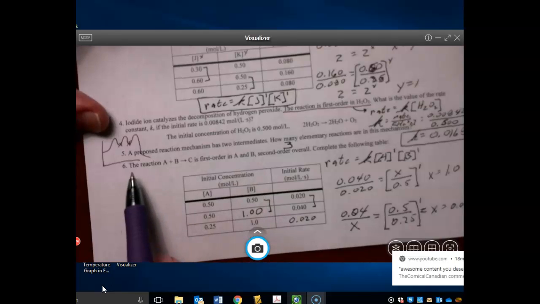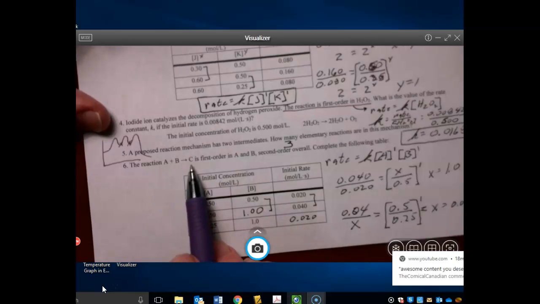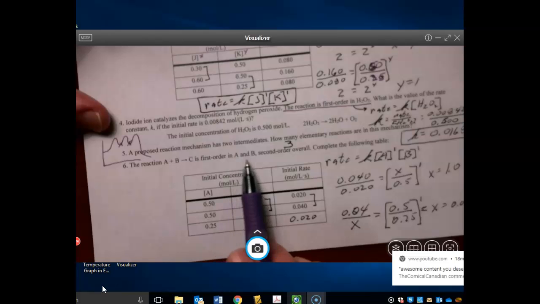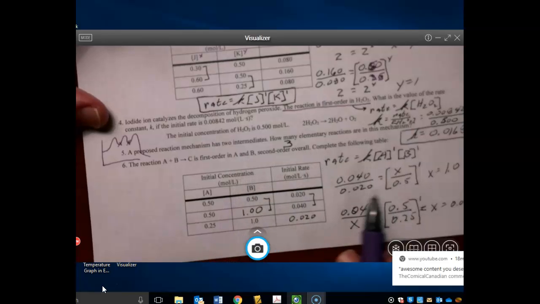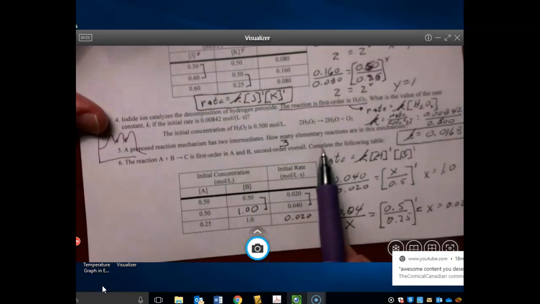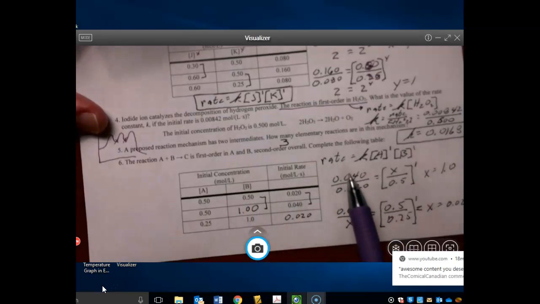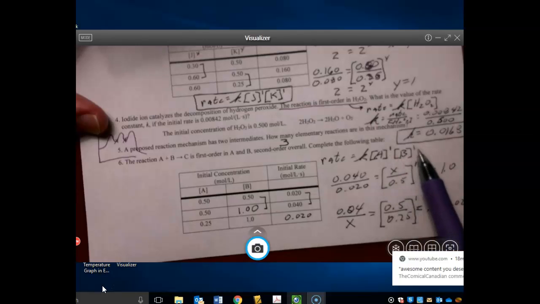And then number 6, the reaction A plus B makes C is first order in A and B, second order overall. So I want you to complete the following table. So this is a little bit backwards from the way we normally do these. They're giving you the rate order. So rate is equal to K. It says it's first order in A, so we have a 1 on the concentration of A and a 1 power for the concentration of B.